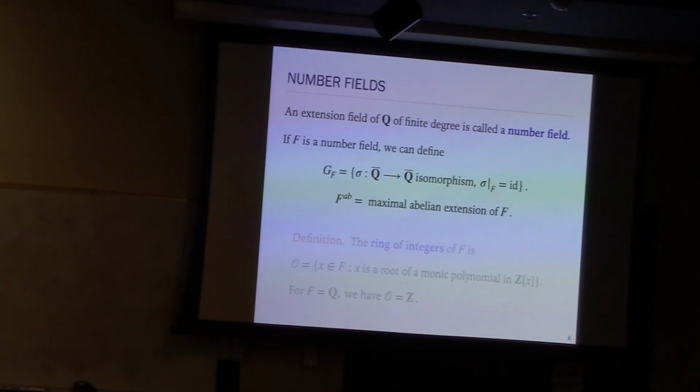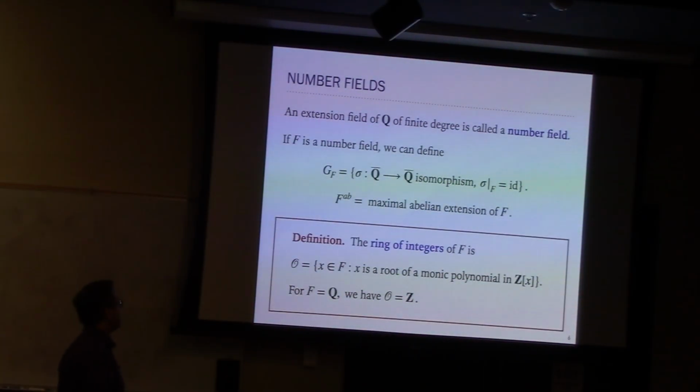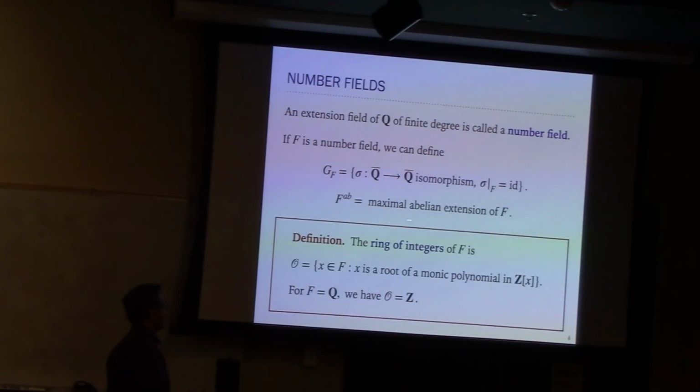Okay. So now you can try to generalize this. If you take an extension of Q that's a finite extension, that's called a number field, you can look at its Galois group. So you can look at the set of isomorphisms from Q bar to itself that are the identity when restricted to F, and then you can look at its maximal abelian extension. And I want to try to say something about this F^ab, right?